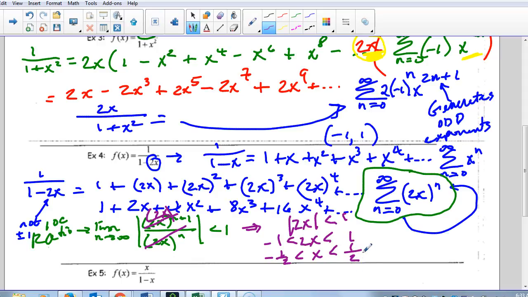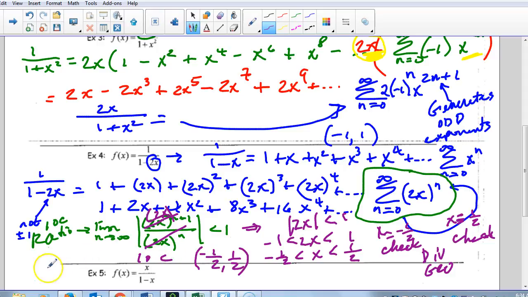Now, I don't have room to do this. You are welcome to check the endpoints. And you did a whole lesson on this. So if you check these endpoints, if you let x equal -1/2 and check it, and then let x equal 1/2, actually do this just to make your brain happy. Little brain candy. Check this one. You're going to see that they both diverge. They both diverge because they're geometric. So my radius is 1/2. My interval is -1/2 to 1/2. So there's my interval of convergence.